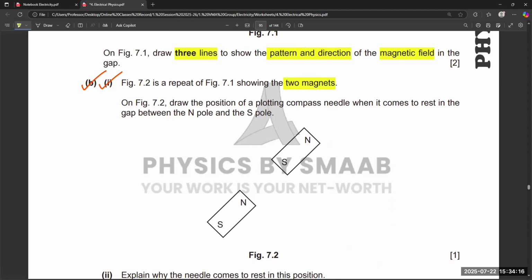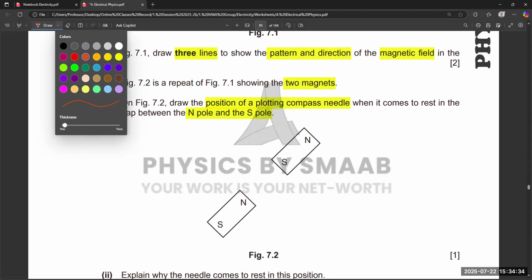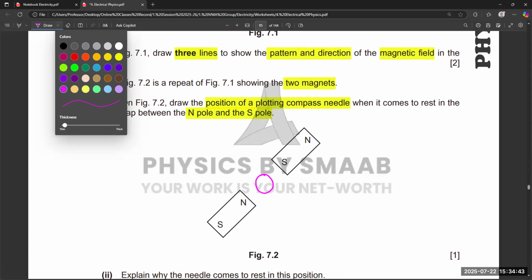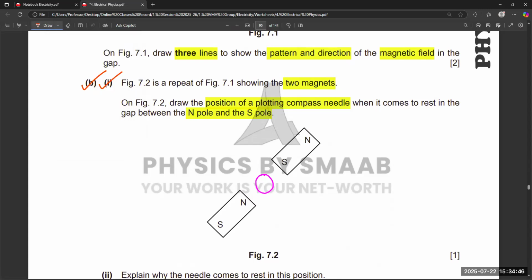Draw the position of a plotting compass needle when it comes to rest in the gap between the north pole and the south pole. So we have to show the position of the compass. Let's suppose we place the compass in the center of these two magnets. The needle of the compass shows the direction of the magnetic field from the north side. It will be like this, pointing towards the south pole. It means starting from north, moving towards south.